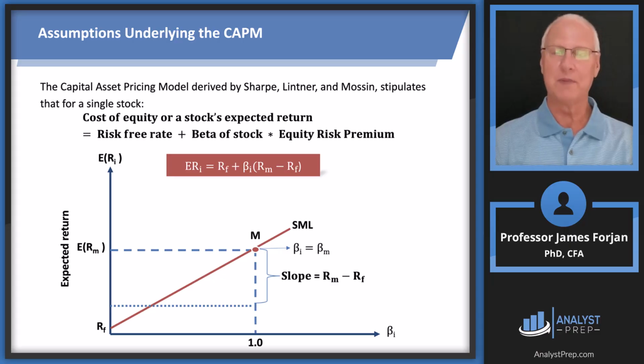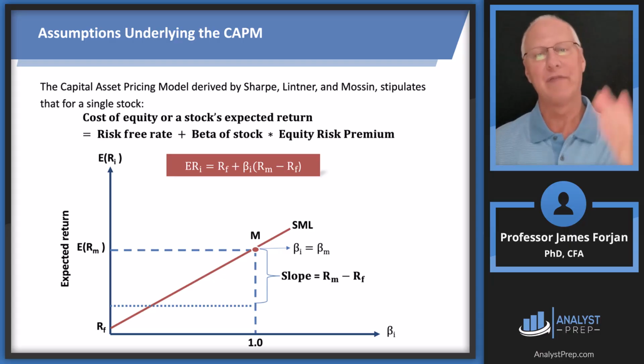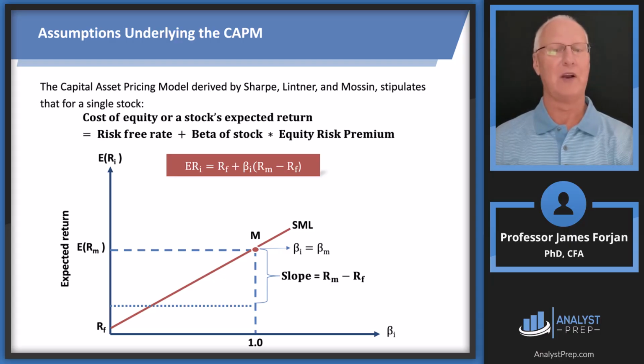So equilibrium conditions, supply and demand, marginal cost, marginal benefit that occur on the floor of the New York Stock Exchange will take any individual stock that is undervalued and force it back down to being fairly valued.